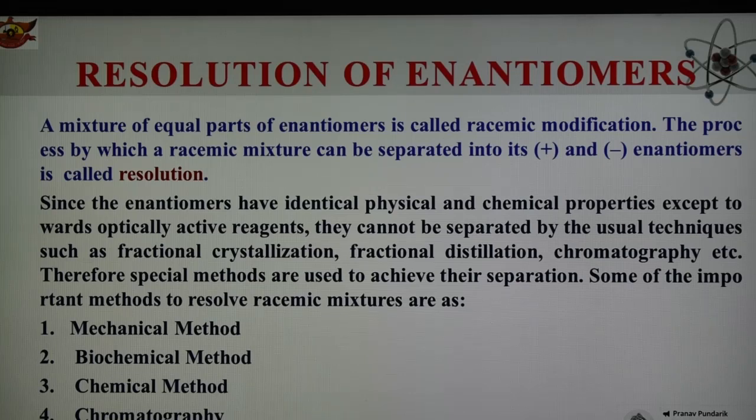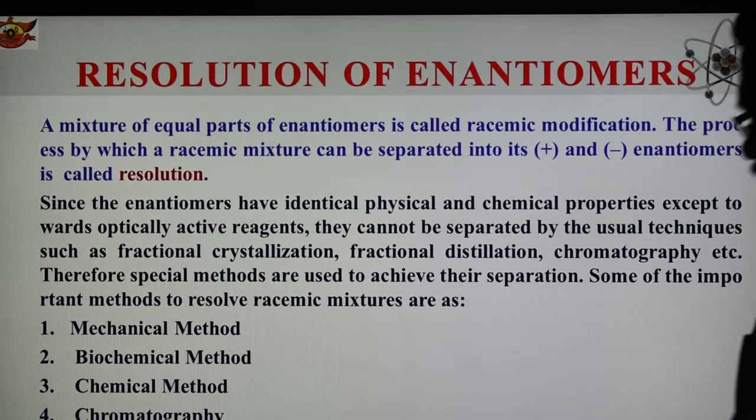As we know, enantiomers have identical physical and chemical properties. They cannot be separated by the usual techniques like fractional crystallization, fractional distillation or chromatography. Therefore, special methods are used to separate these isomers, and some important methods are mechanical, biochemical, chemical, and the last is chromatography.